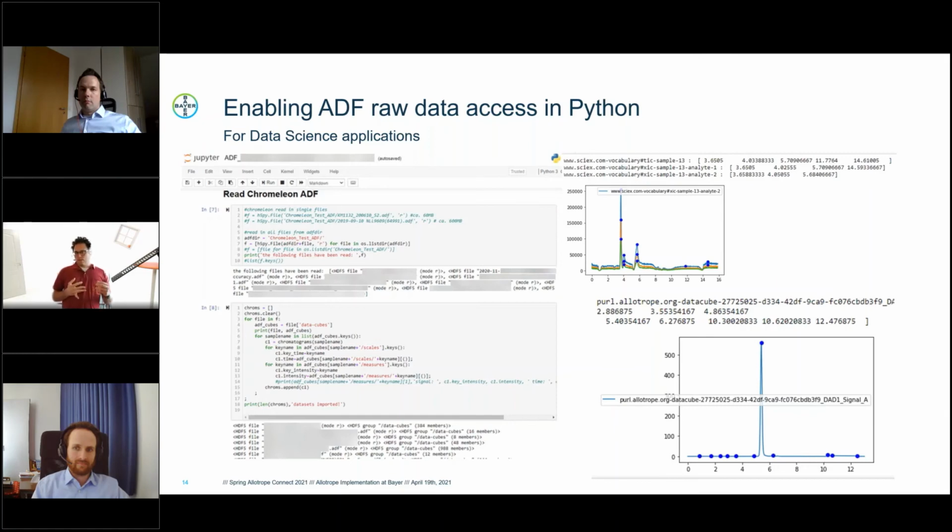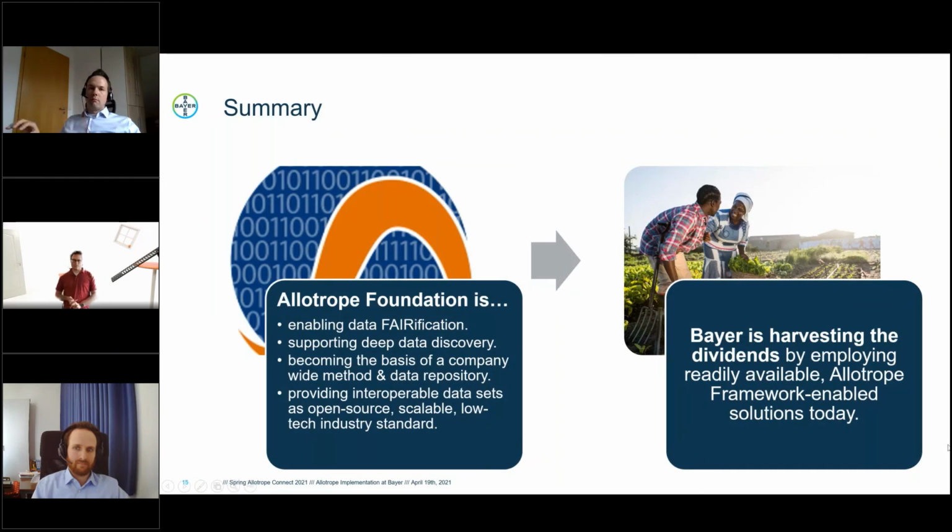And so with that, on the next slide, I just want to highlight what Allotrope drives for us and enables us. The Allotrope Foundation part is obviously enabling data verification for us, in particular in the analytical labs, and supporting deep data discovery, so getting more out of the data that we already have and letting us harvest that. And so it's also the basis, of course, for method repository delineation for workflow.